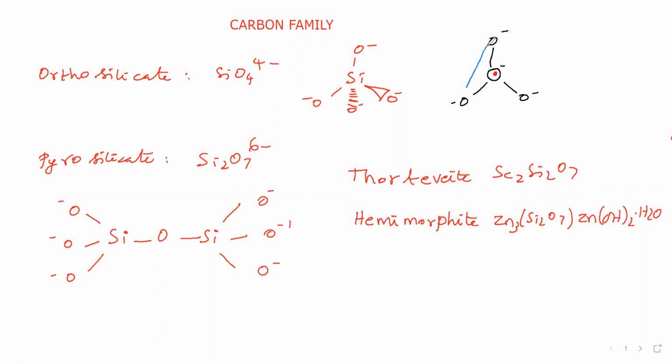Then we will write like this. This is not a bond, this blue color is not a bond. SiO4 4 minus we have given like this.